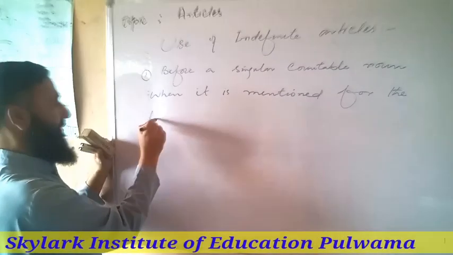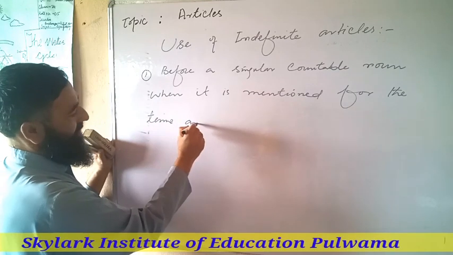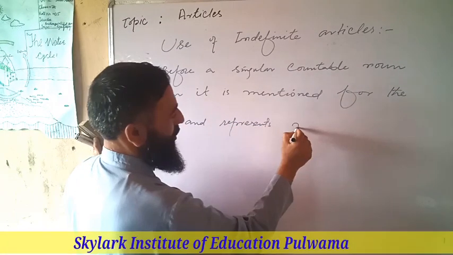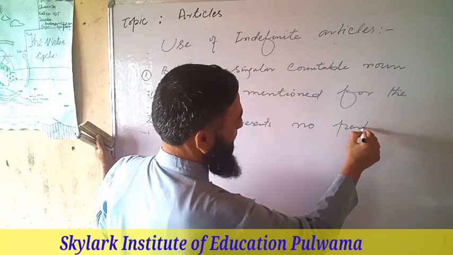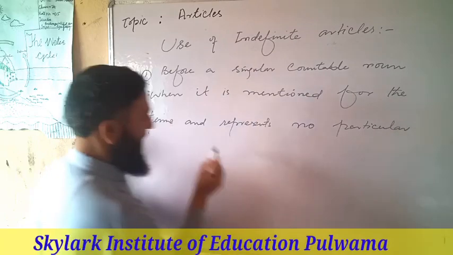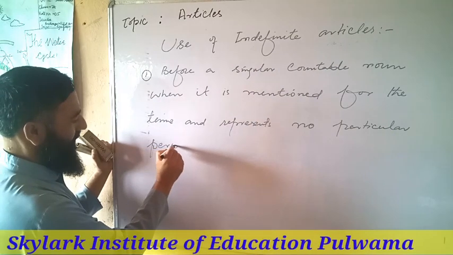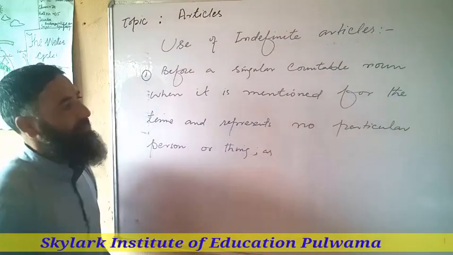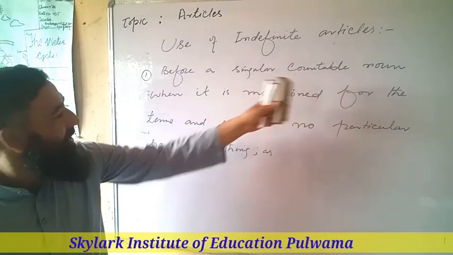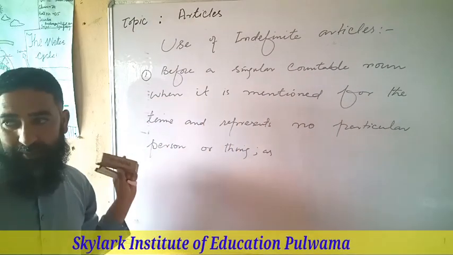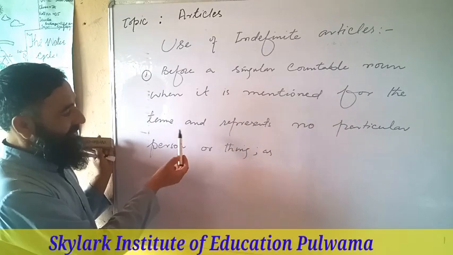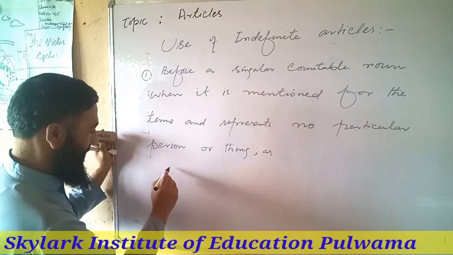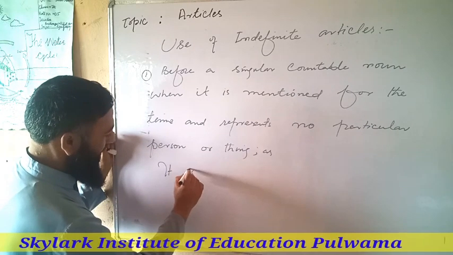When it is mentioned for the first time and represents no particular person or thing. This is the first usage of this. I will make it clear to you. Before a singular countable noun, when it is mentioned for the first time, remember this fact. When it is mentioned for the first time and represents no particular person or thing. For example, it is a ball.